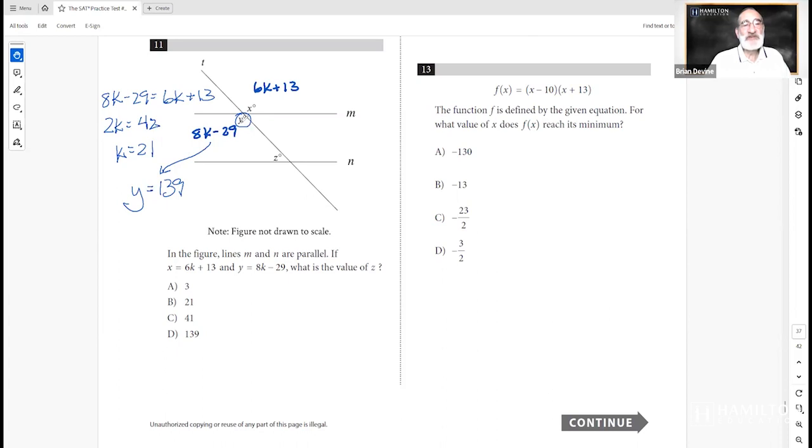Well, now we know this, that y must be supplementary, i.e. add to 180 with z, because this measure here would also be equal to z because of alternate interior angles formed by a transversal across parallel lines. So if I take 139 away from 180, I get that z equals 41. And that is the correct answer. And C is correct.